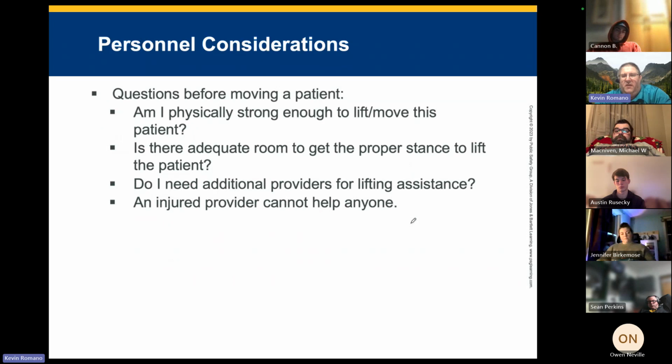Ask yourself 3 questions before moving a patient. Number 1, first thing you want to ask. All right. Am I physically strong enough to lift or move this patient? Do your best to maintain a level of physical fitness. Number 2, is there adequate room to get the proper stance to lift the patient? If not, then we need to drag them to a place where we can. And number 3, do I need additional providers or lifting assistants? Remember, an injured provider cannot help anybody. You get hurt on scene and you have to be transported. Now we have 2 ambulances. We need to require 2 more ambulances to respond, right? Because now you just became a patient if you can no longer lift and you're dropped to the ground in pain.